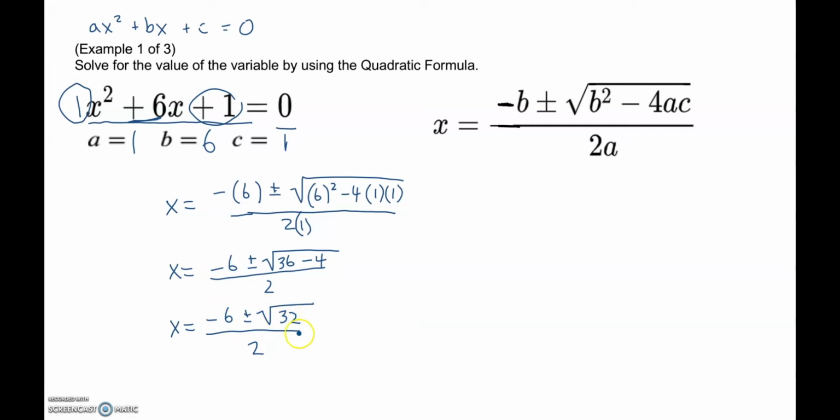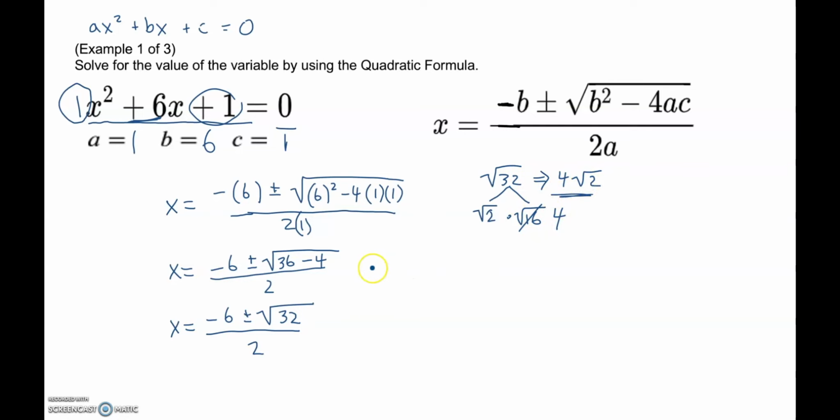But let's see if we can simplify this term, the square root of 32, one more time. So when we take a look at the square root of 32, is there any number that is a perfect square within that square root of 32? Is the square root of 2 times the square root of 16 equal to the square root of 32? Yes, it is. And is the square root of 16 a perfect square? I believe so. The square root of 16 is actually 4. So can we actually rewrite this as 4 square root 2?